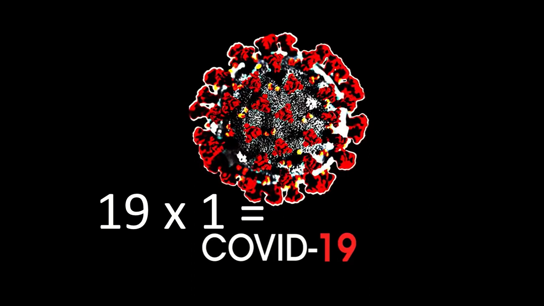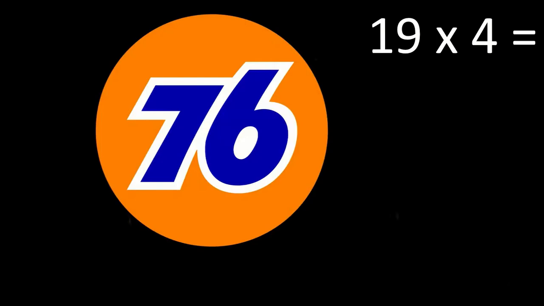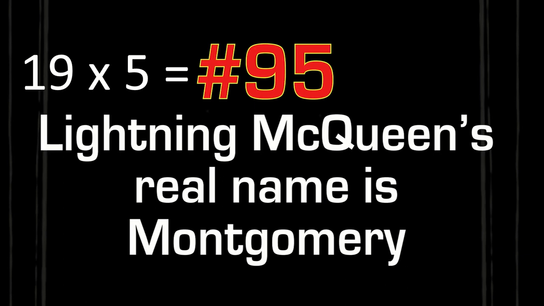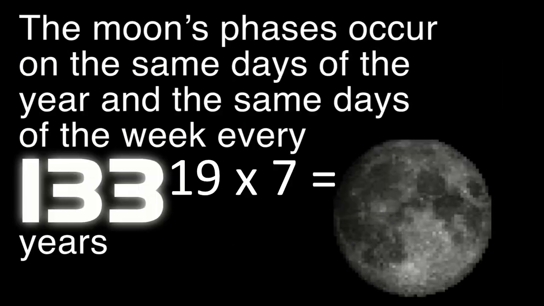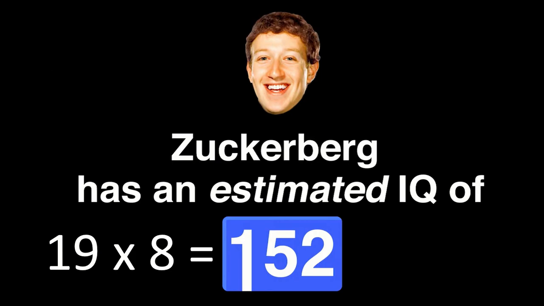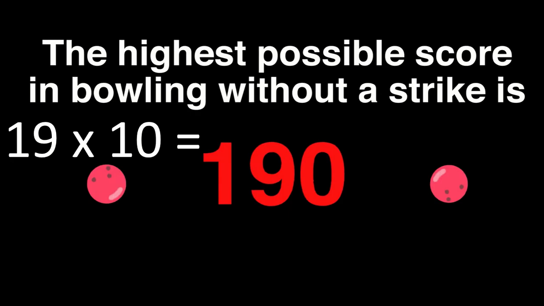19 times 1 is 19. 19 times 2 is 38. 19 times 3 is 57. 19 times 4 is 76. 19 times 5 is 95. 19 times 6 is 114. 19 times 7 is 133. 19 times 8 is 152. 19 times 9 is 171. 19 times 10 is 190.